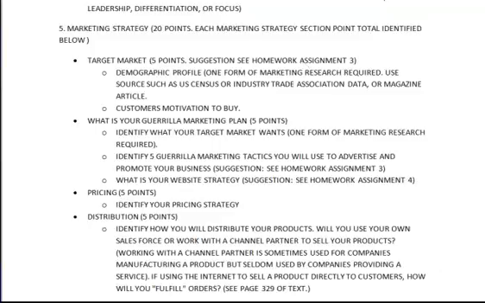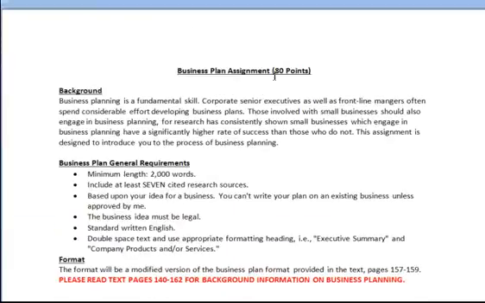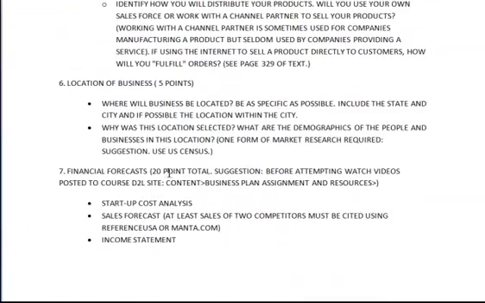Okay, here we go. I'm in the business plan assignment, just the worksheet, or just the write-up of the plan itself. The business plan assignment is worth 80 points, and I'm going down here to financial forecasts, 20 points.